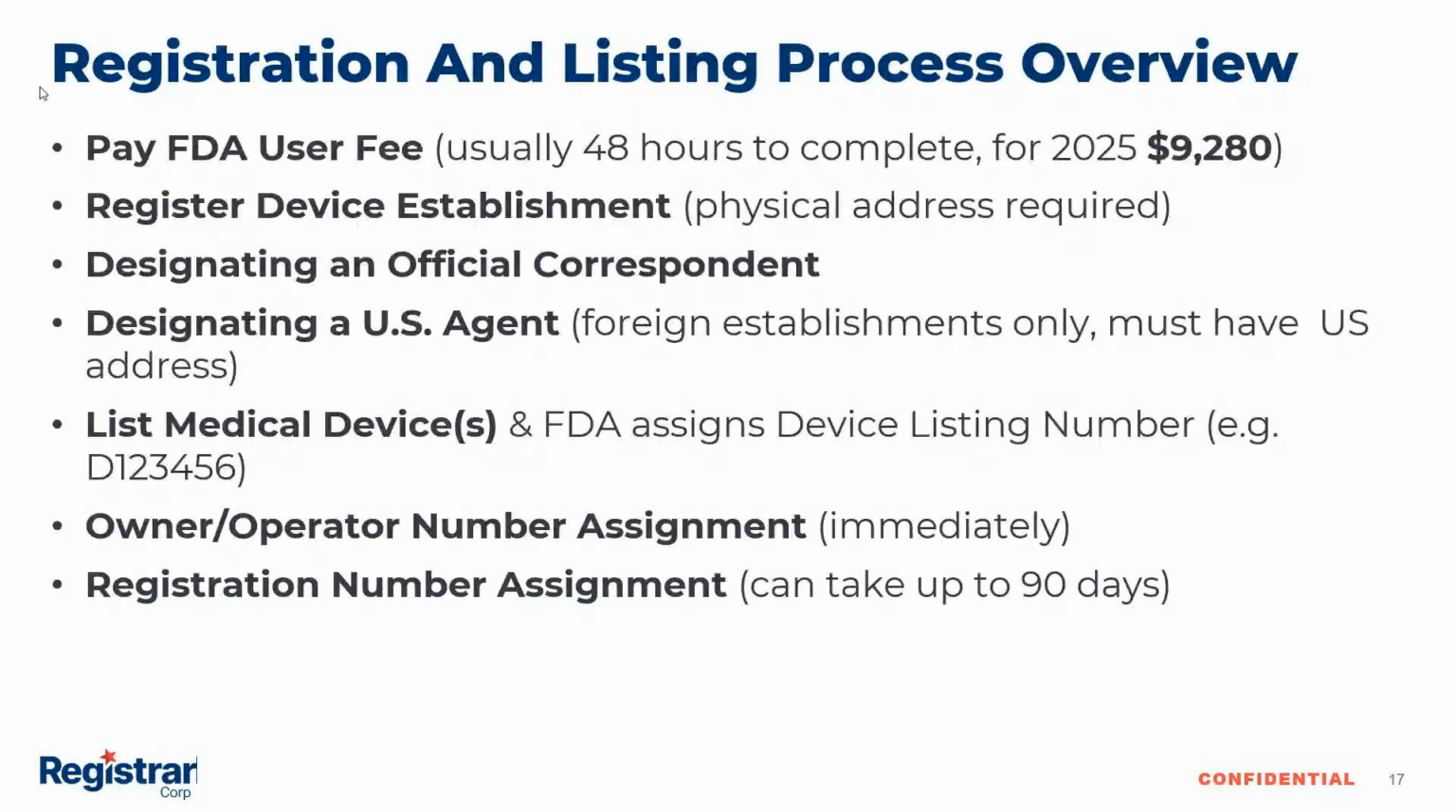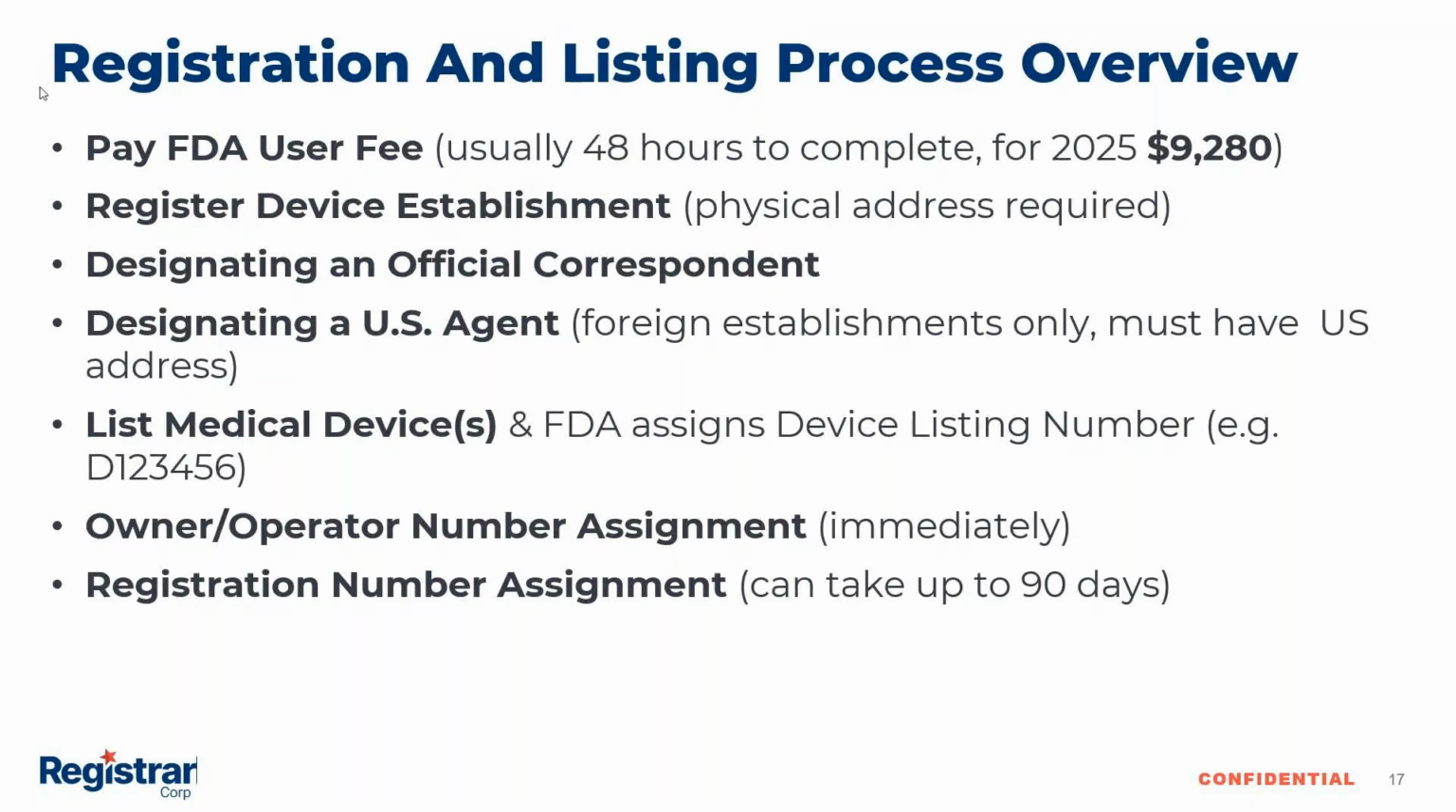Let's go very quickly over the process. The first step should always be that you pay the FDA user fee. If you do that online, you have to create a user fee account with the FDA. If you do that by credit card, it usually takes 24 to 48 hours to get your payment confirmed. And the actual user fee is $9,280. That applies to every physical location where you are manufacturing medical devices for the US market.